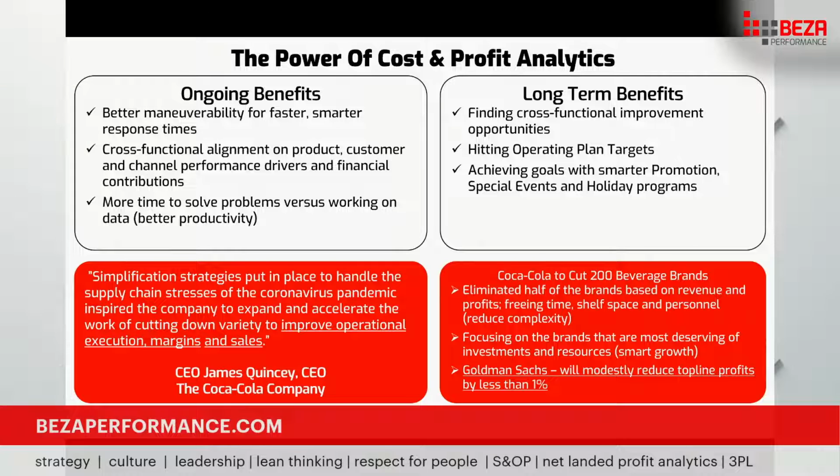And you can see from Goldman Sachs, they're saying it's only going to reduce top line profit just in the very beginning of that by 1%. So there's a lot of benefits on that. You have the benefits short term and long term, Marshall, that are really important to realize. This is not just about SKU rationalization. This is about understanding the ability to react quicker, to be able to plan smarter, to be able to do the things that you want to do that really grow the organization very smartly.